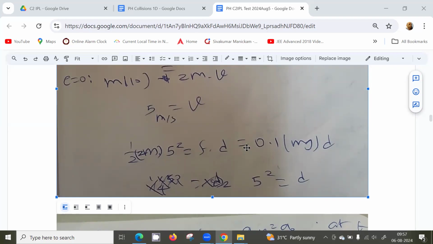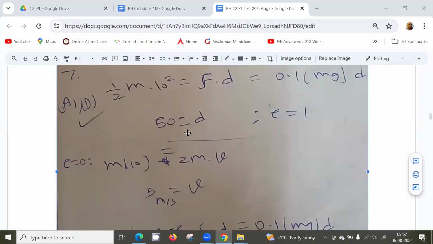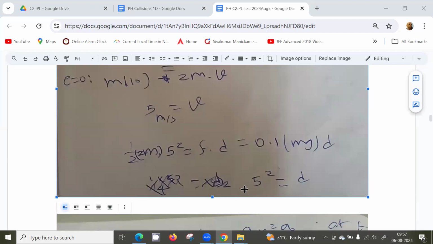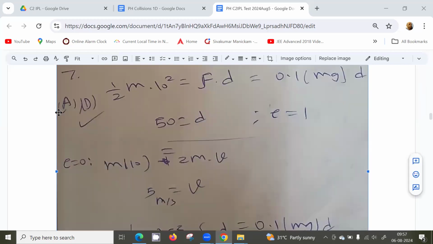So for the elastic collision, B travels a distance of 50 meters. When the collision is inelastic, both travel together and cover a distance of 25 meters. So the options are A and B: A for elastic collision and B for inelastic collision. Is this clear?